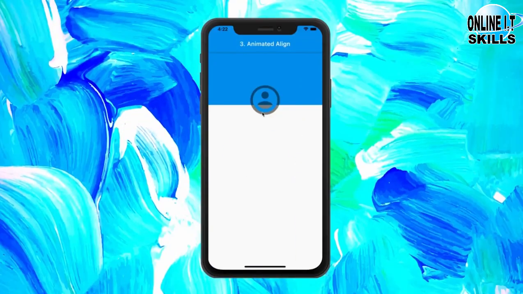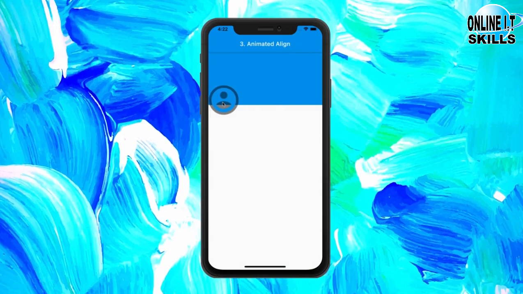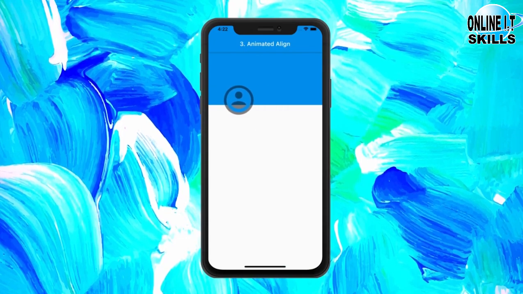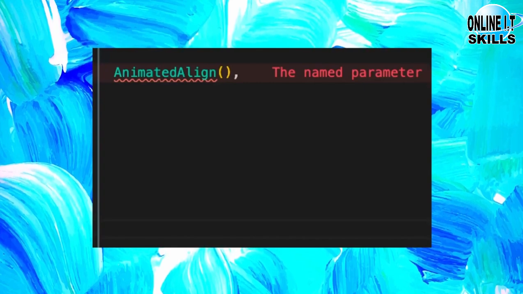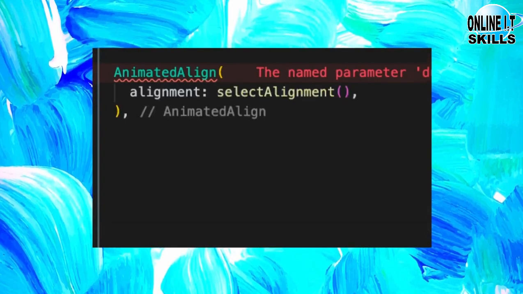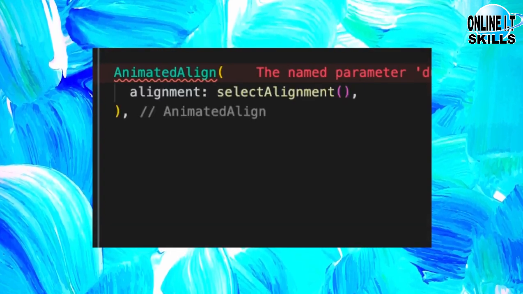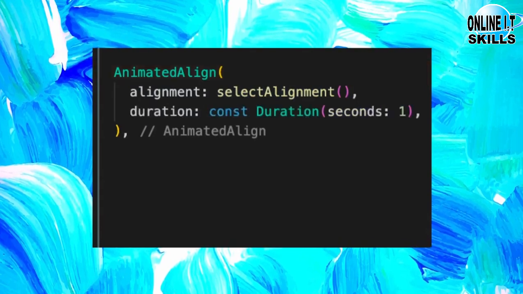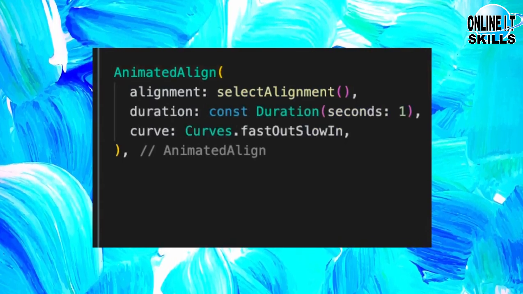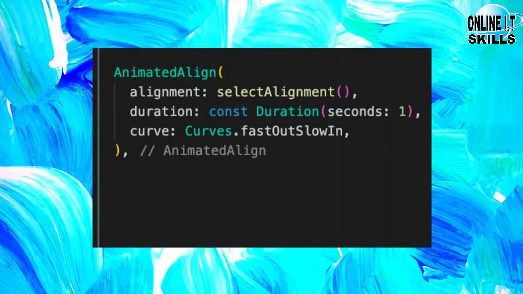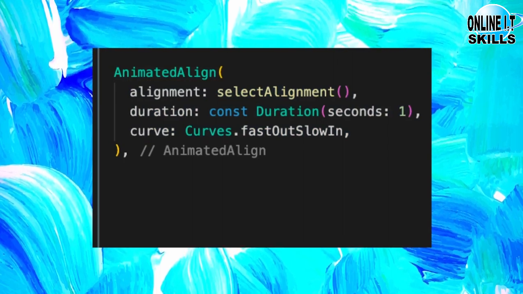For the next animation, it is a very simple one. It is called the AnimatedAlign, and it looks just like this. First of all, you will need to have the alignment. For this one, we have created a function that will select the current alignment, and we have used a duration of 1 second. For the curve, it will be fastOutSlowIn, like we did previously.